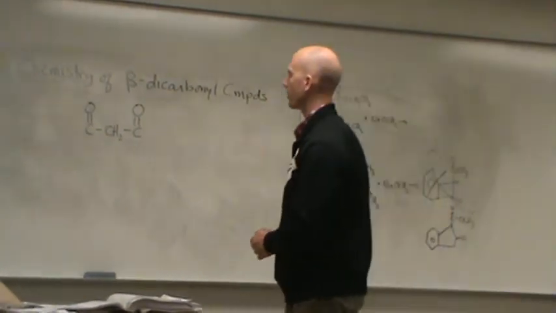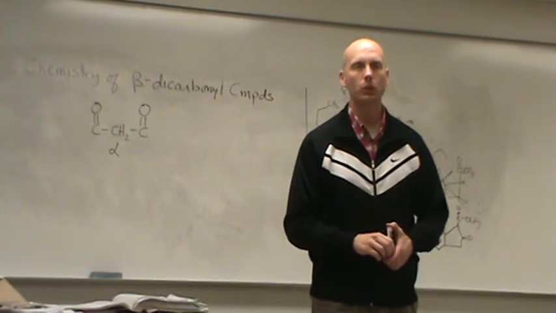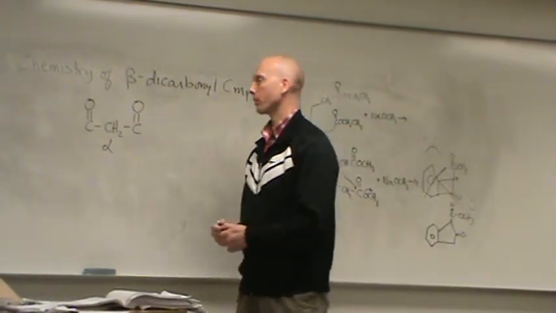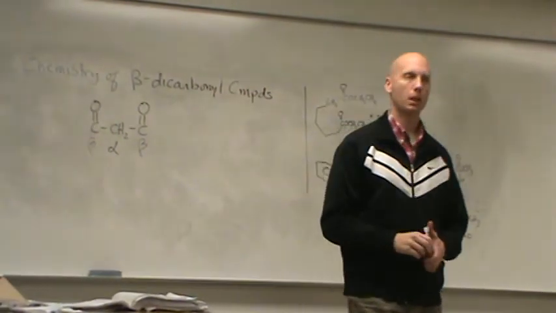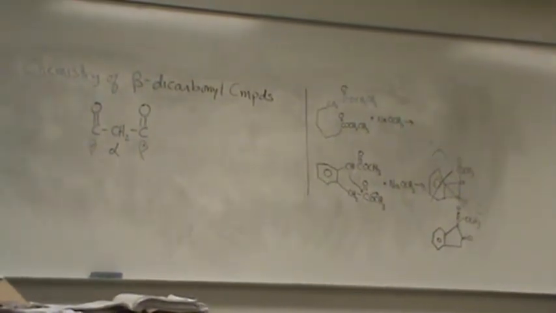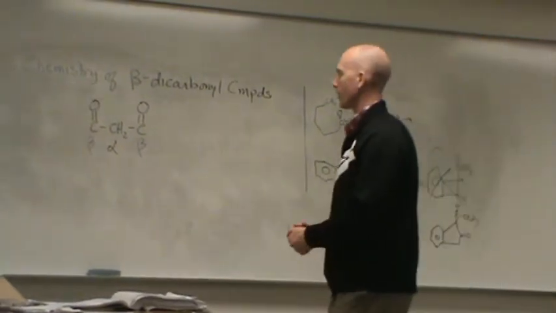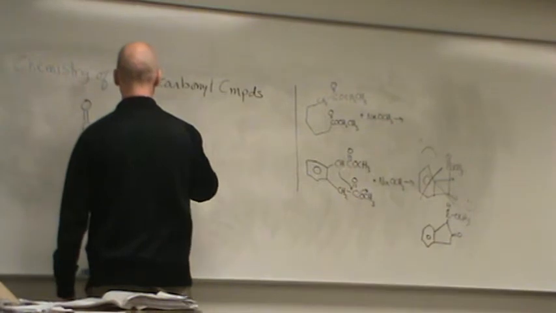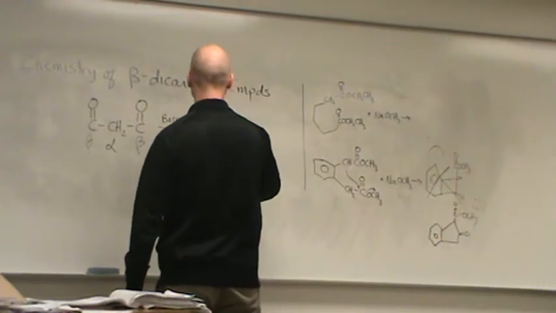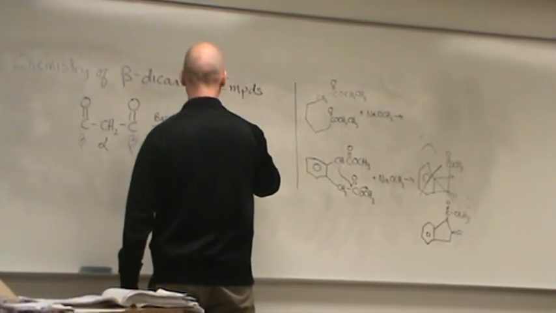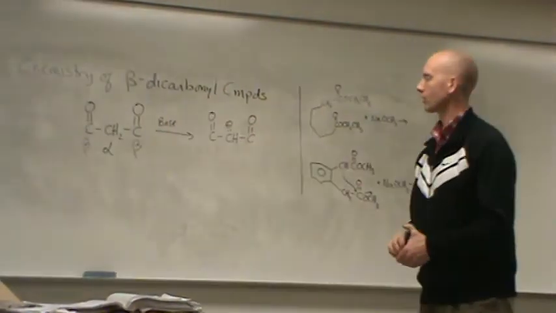Okay, where you have an alpha carbon between the carbonyls, but what's the relationship of the carbonyls? They are beta to each other. Okay, so we get a beta dicarbonyl. No big deal with the name. The key is that you have a CH2 between two carbonyls. So if we take base to get this enolate ion, we get this here.